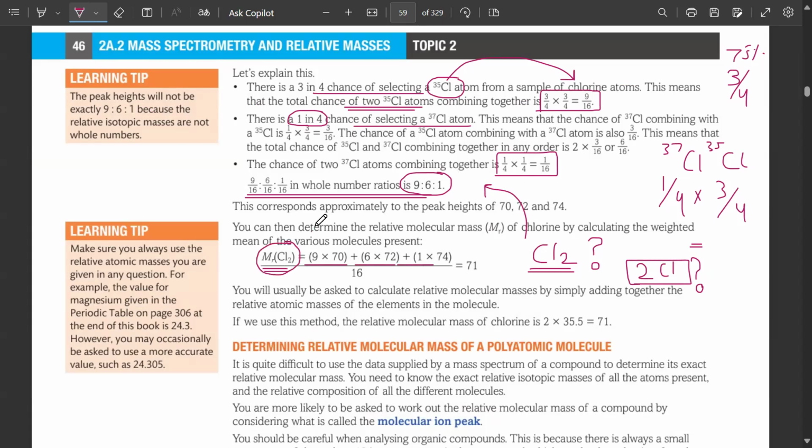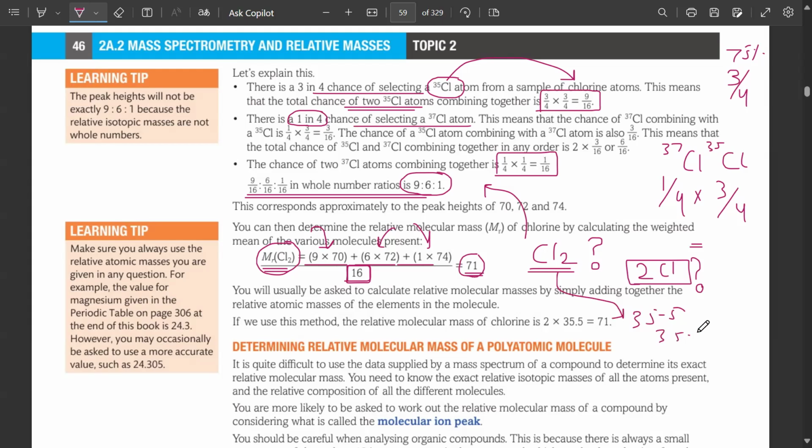Same way है, you just have to multiply the ratio with the masses and divide by what? The total ratio, so 9 plus 6 plus 1, the sum of the ratio, that will give you the answer of 71. So this means that both of these chlorine atoms were which one?